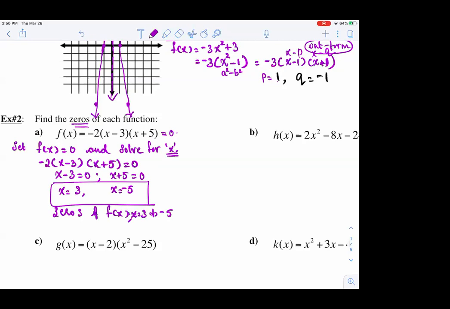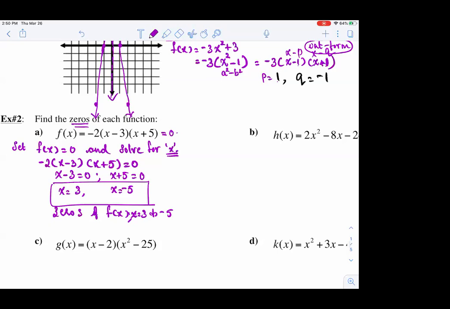So when you substitute x is equal to 3 into the function, see what happens. What is f of x when x is equal to 3? 0. And what about when x is equal to -5? 0. That's why it's called zero. That is why those two values are called the zeros.